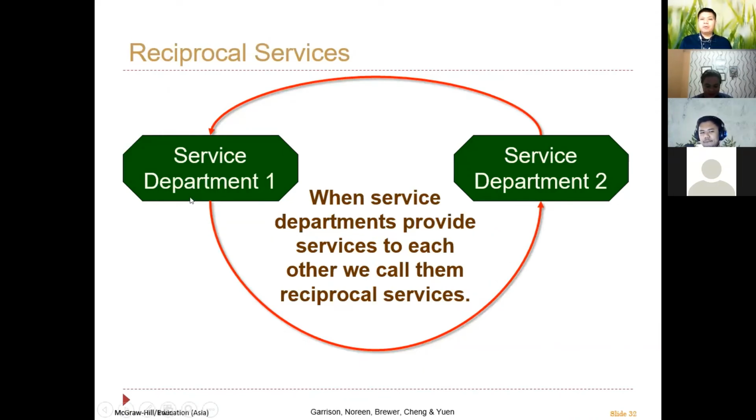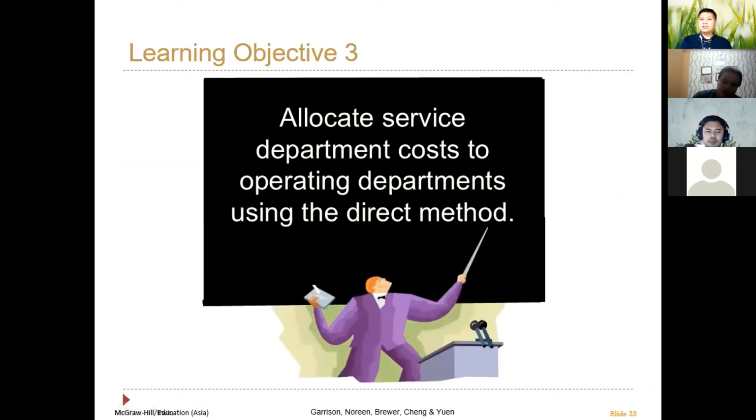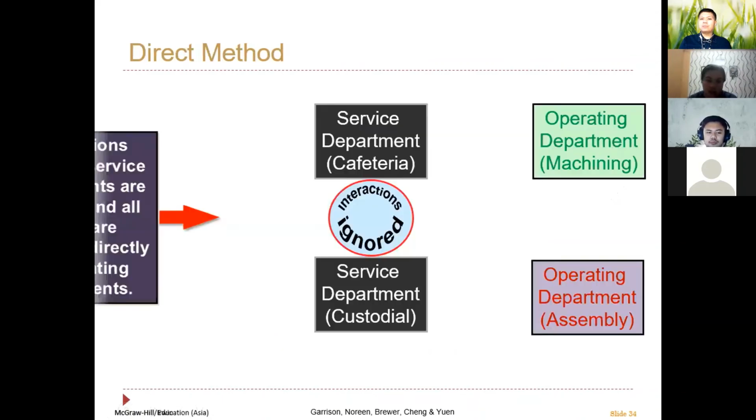You have here a service department one and another service department, which is service department two. Now, when service departments provide services to each other, we call them reciprocal services. Like for example, no, the accounting may be providing services to the HR. The HR may be providing services to the accounting. So they are providing reciprocal services. Let's do the allocation using the direct method.